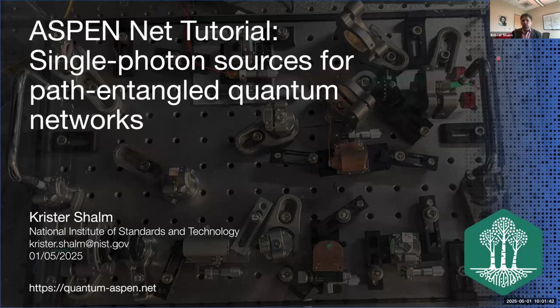So today we've actually got two different tutorials. One is going to be given by myself on path-entangled sources for path-entangled quantum networks. And our second tutorial following will be given by Nick Nardelli, who is a postdoc here at NIST and specializes in phase stabilization technologies and how you would actually phase stabilize a path-entangled network.